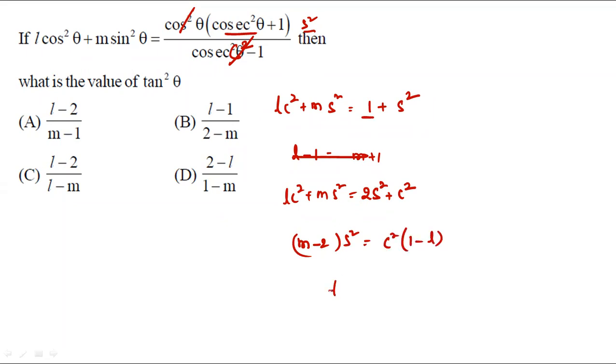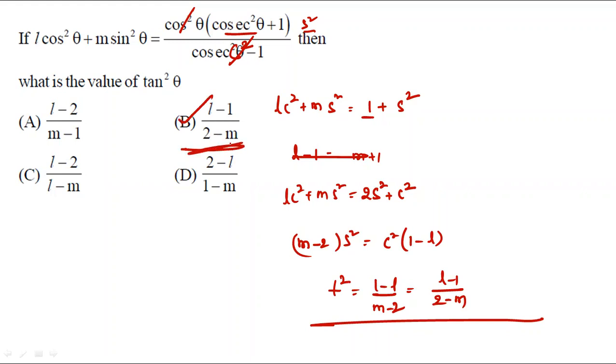S square by c square is tan square. Tan square is equal to 1 minus L by m minus 2. You take common minus: L minus 1 by 2 minus m. So you can take it as L minus 1 by 2 minus m. Any one of it you can take.